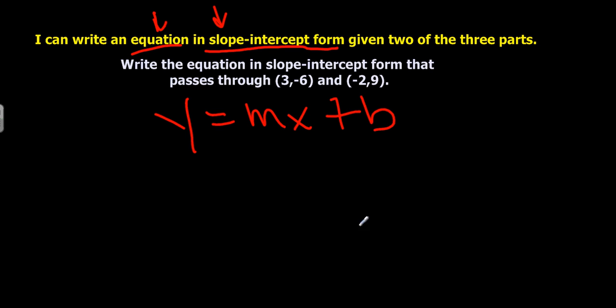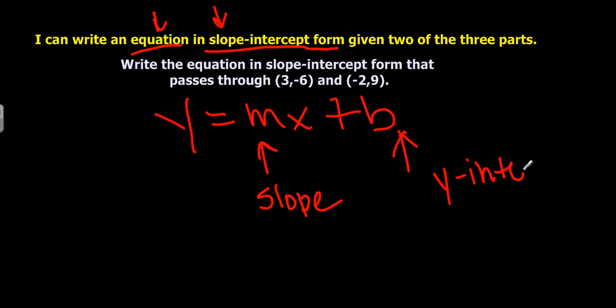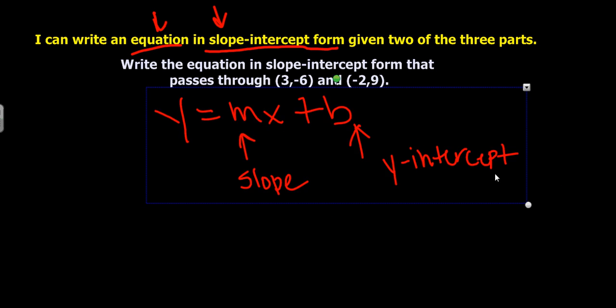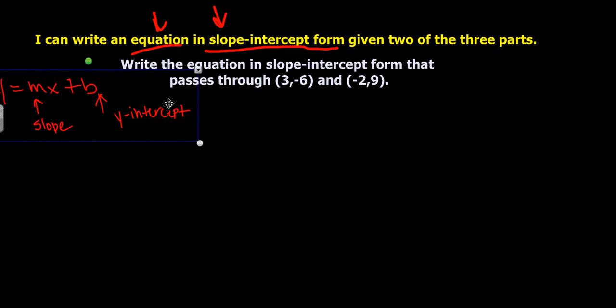This is called slope-intercept form, where m is my slope and b is my y-intercept. For the rest of your math life, this will be slope-intercept form of equations. You should feel super smart knowing it. And so now let's look at what that does for us and what kind of work we have to do.